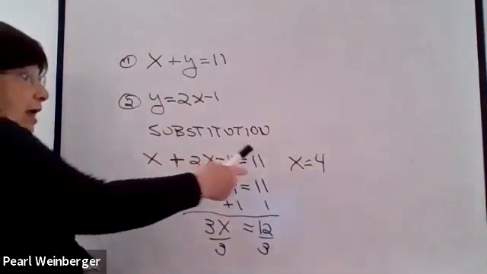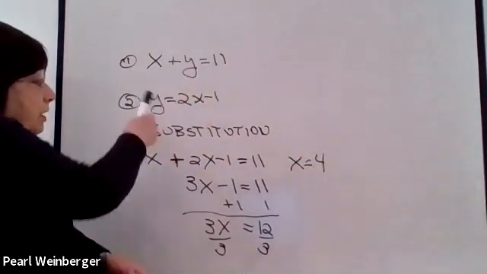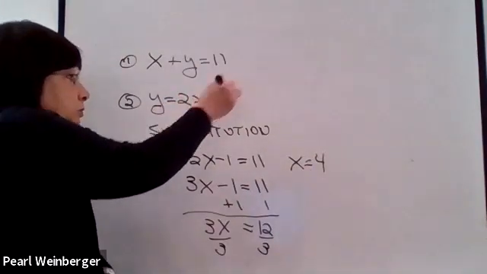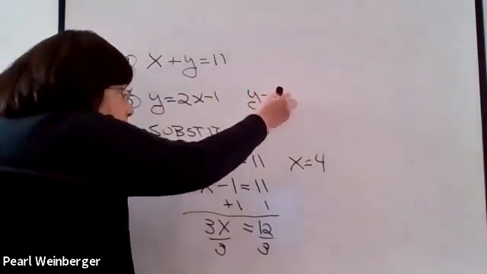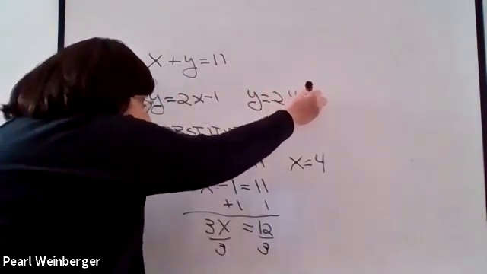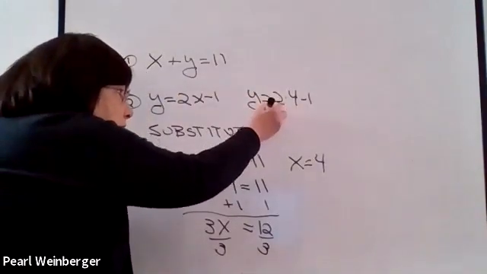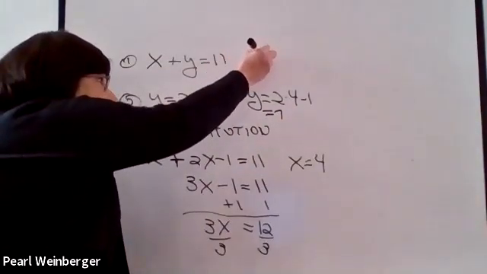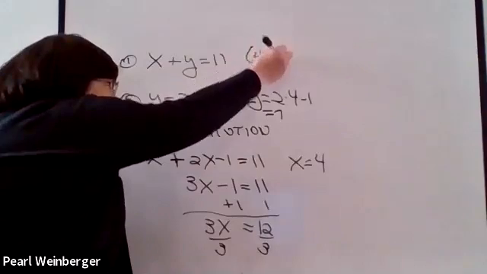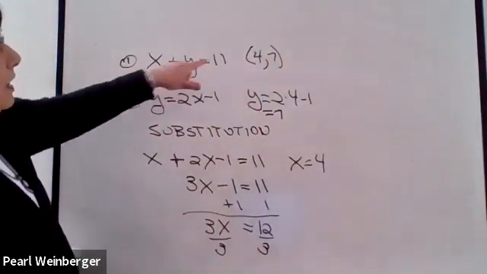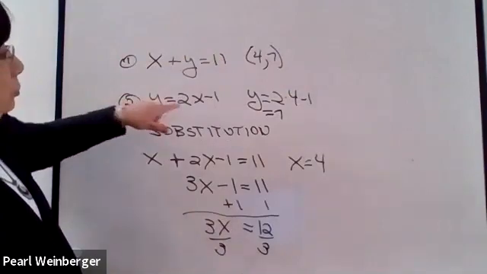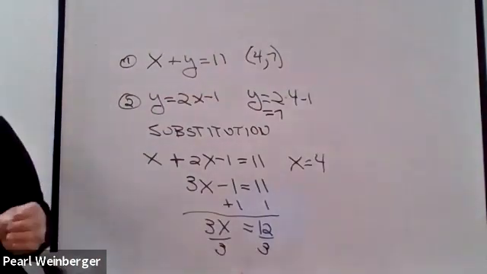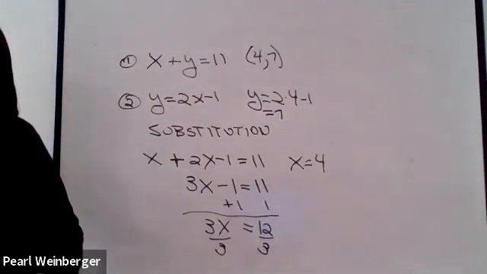Once I have what the x is, I can use either one. I'm going to use the second equation. I'm going to replace the x by 4. So then I'll get y equals 2 times 4 minus 1. So that's 8 minus 1, which gives me 7. So my solution to my system of equations is (4, 7). And you could check it. 4 plus 7 is 11, and 2 times 4 minus 1 is 7. Both equations work. This is what's called the substitution method.